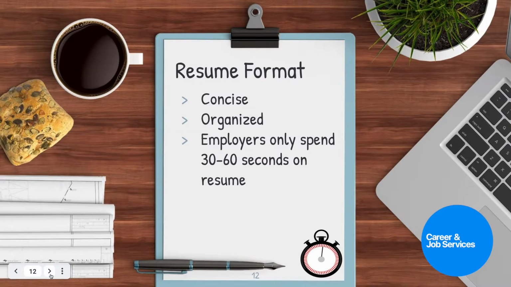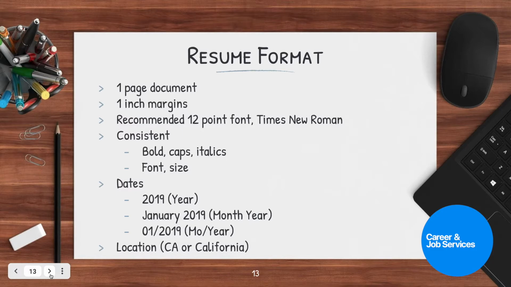Your resume format should be a one-page document where you have 1-inch margins all around. The recommended font is 12-point font Times New Roman. And you also want to make sure you are consistent throughout the resume. So for example, if you're going to use bold for the headers and italics for the job titles, use them throughout the entire document. The most common mistake we see on students' resumes is inconsistency.